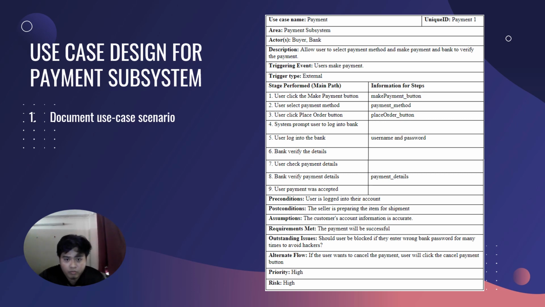For the pre-condition, the user is logged into their account, and for the post-condition, the seller is preparing the item for shipment. For this subsystem, we assume that the customer's account information is accurate, and the payment will be successful if the requirements are met. For the alternate flow, if the user wants to cancel the payment, the user will just click the cancel payment button. And for the priority and risk, both are high.